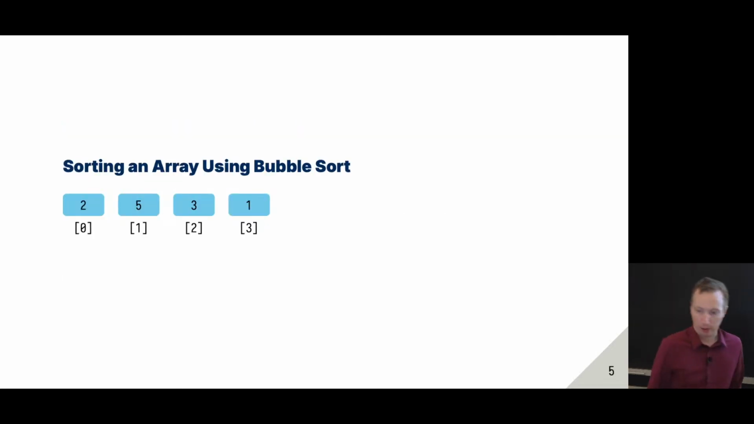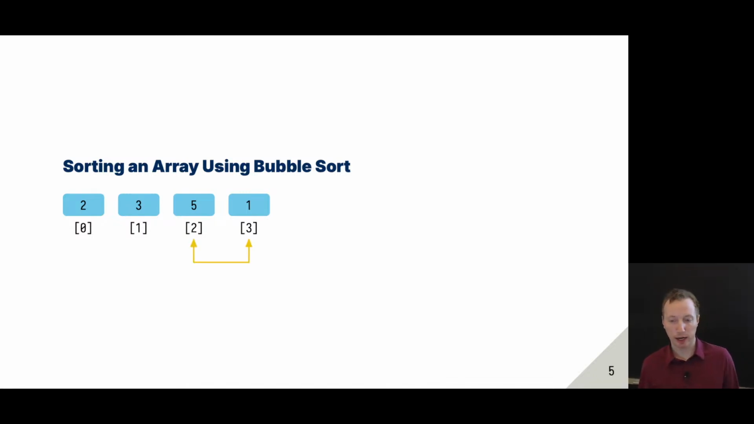So how would that look with that little array? The blue boxes are the values, and below them is their index in the array. So this is what we were given initially, and how bubble sort would work is, okay, we compare index 0 and index 1. In this case, 5 is greater than 2, so they're in the right order, so we can leave it alone. Then we look at index 1, index 2. Oh, 3 is less than 5, so they're in the wrong order. I should swap these two around. So we swap them around.